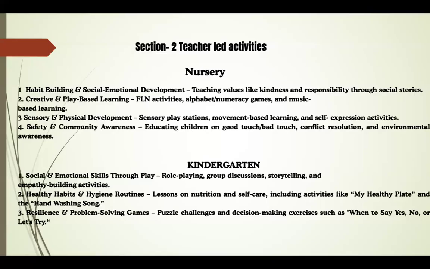And next comes the kindergarten part. The first one is socio-emotional skills through play: role playing, group discussion, storytelling, and empathy-building activities. You can ask how group discussion can be given to kindergarten students. Discussion in the sense, give them some alphabet, let them talk about that alphabet, what they know. In that way you can make a group discussion so that the child becomes a perfect person to speak out. They will not have stage fear when they go to higher classes.